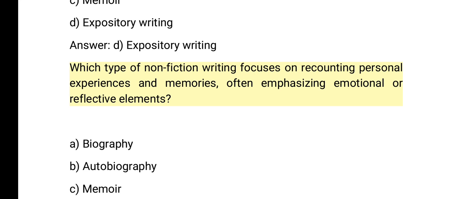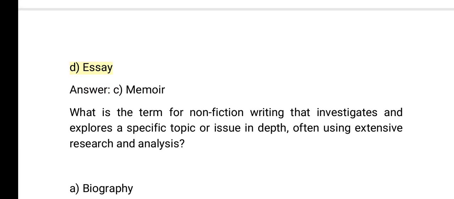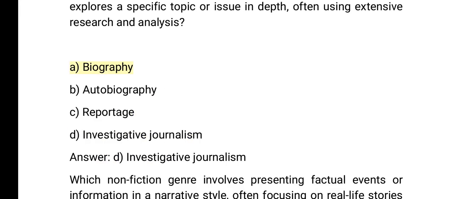A. Biography. B. Autobiography. C. Memoir. D. Essay. Answer: C. Memoir. What is the term for nonfiction writing that investigates and explores a specific topic or issue in depth, often using extensive research and analysis? A. Biography. B. Autobiography. C. Reportage. D. Investigative journalism.